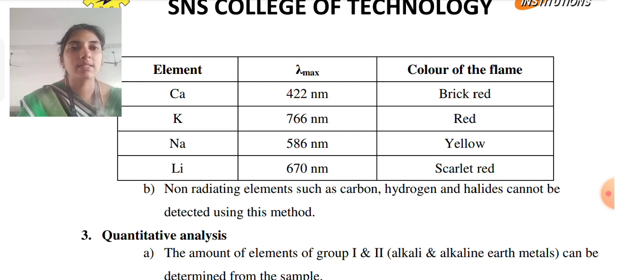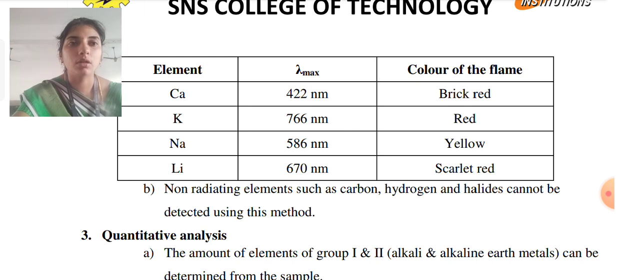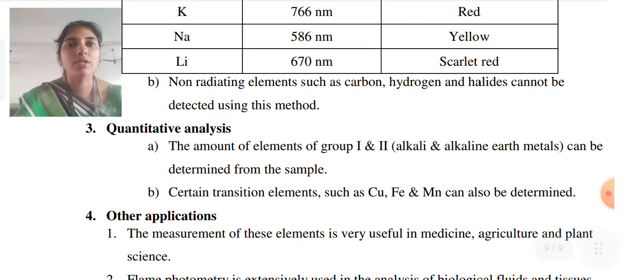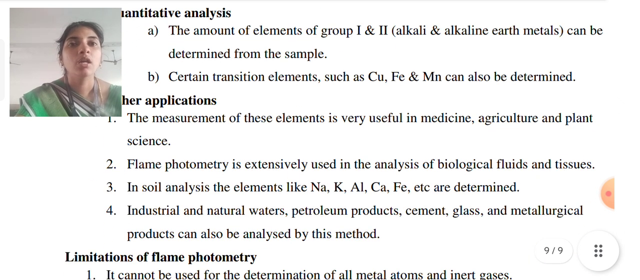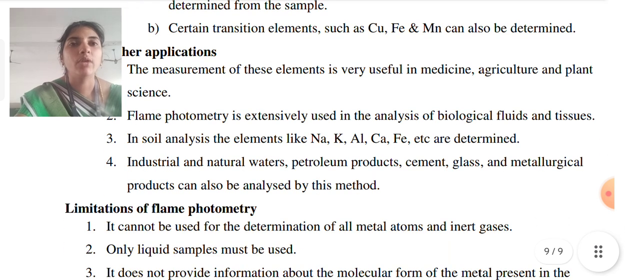Non-radiating elements such as carbon, hydrogen and halides can be detected using this method. Next is quantitative analysis. The amount of elements of group 1 and 2, the alkali and alkaline earth metals, can be determined from the samples. Certain transition elements such as copper, iron and manganese can also be determined. Other applications: the measurement of these elements is very useful in medicine, agriculture and plant science. Flame photometry is extensively used in the analysis of biological fluids and tissues.